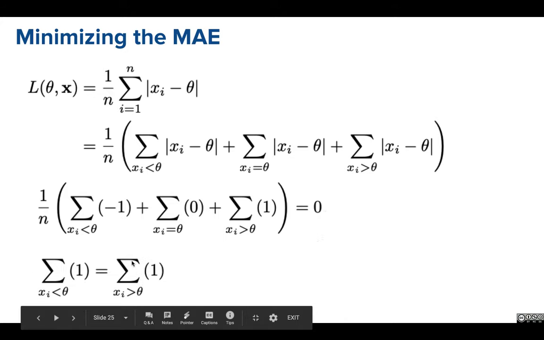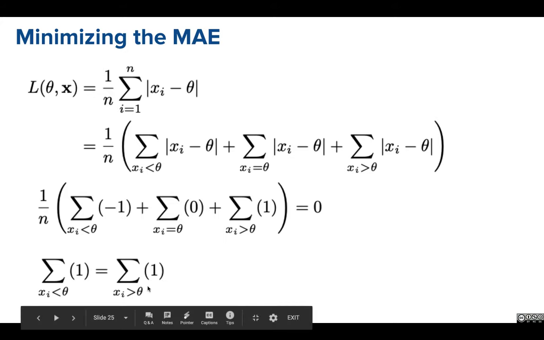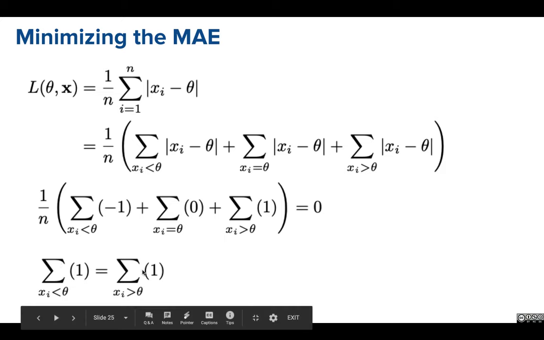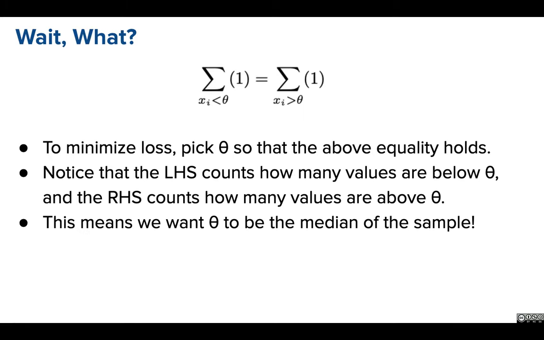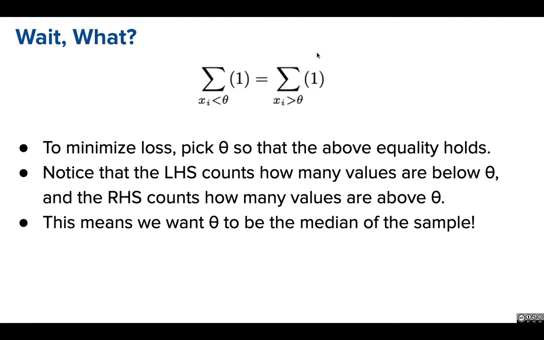And what I can do is I end up with this equality where I have here these weird summations. But these weird summations are for every point in my data that's less than theta, I'm going to have the value 1. This right here says for all the points in my data set that are greater than theta, I'm going to have the value 1. And in order for this derivative to equal 0, I want the left-hand side to be equal to the right-hand side. Okay, so it looks complicated, but what you want to do is find theta so that the left-hand side is equal to the right-hand side.